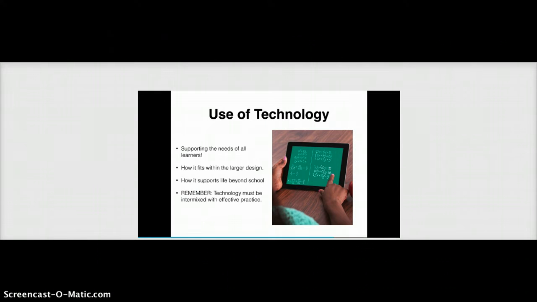And overall, we have to think about how technology is intermixed with effective practice. Over and over again, we found technology often gets put in place of effective practice. And what we're trying to communicate in this class is that technology is only part of the answer, that we need both technology and effective practice to intermix with one another to really have an effective design.